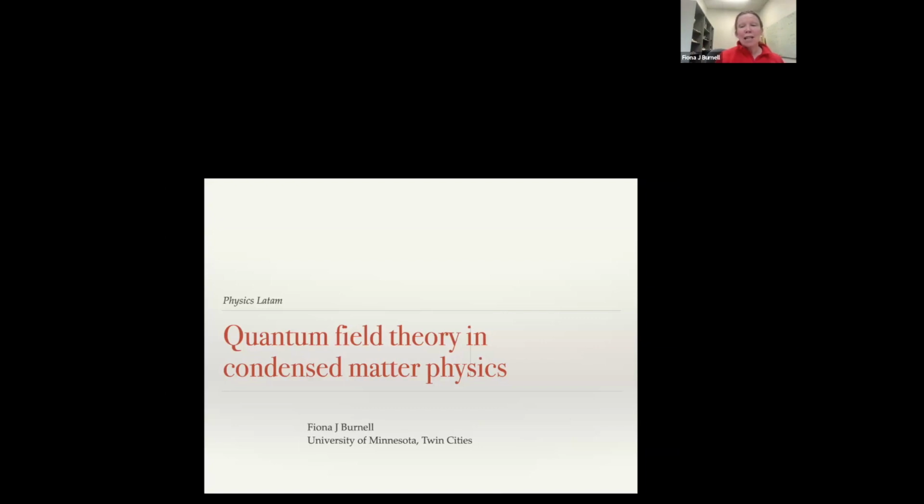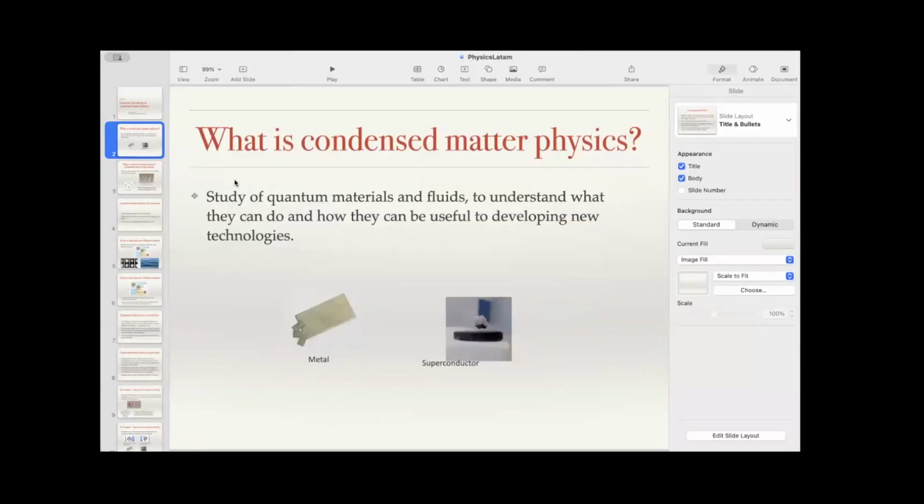Yeah, so I'm going to tell you today a little bit about quantum field theory in condensed matter physics. So to start, what is condensed matter physics? What kinds of questions are we interested in? I think there are two ways to frame this. The first thing that a lot of people think of when they hear condensed matter physics is, oh, you're trying to understand materials. And that's true at some level.